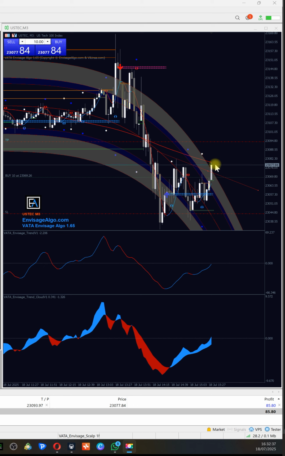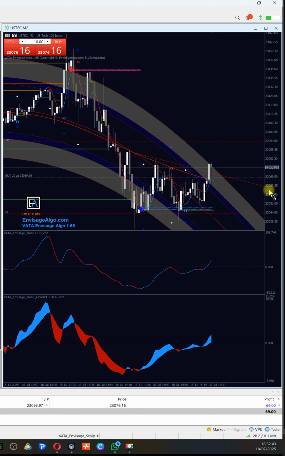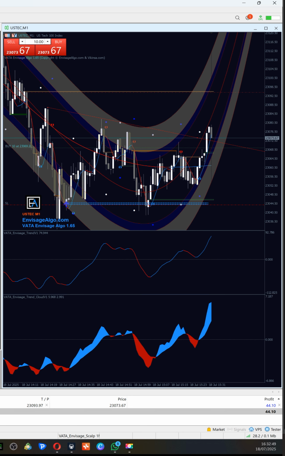M3 water curve has been reached. Now there can be some resistance because this acts as support and resistance. Let's look at the 2 minutes time frame. The market is slightly coming down. There is a gap here. There's a gap here. So let's see if it goes to our target first or the gap.